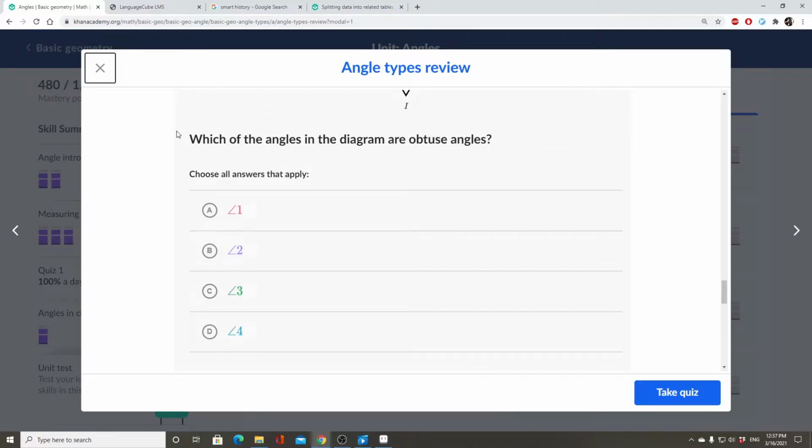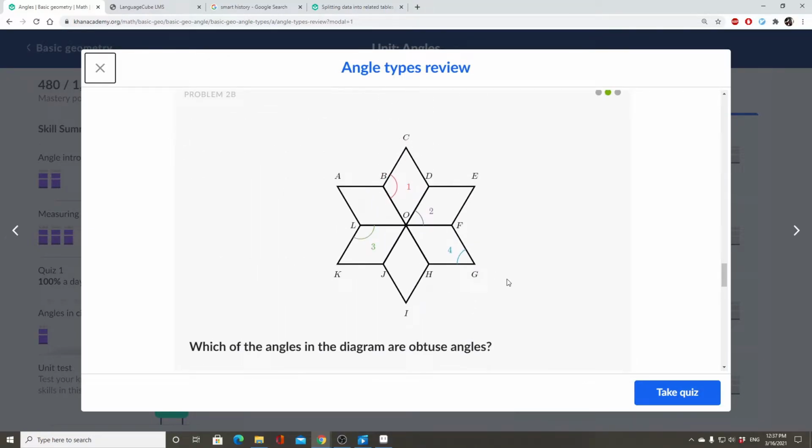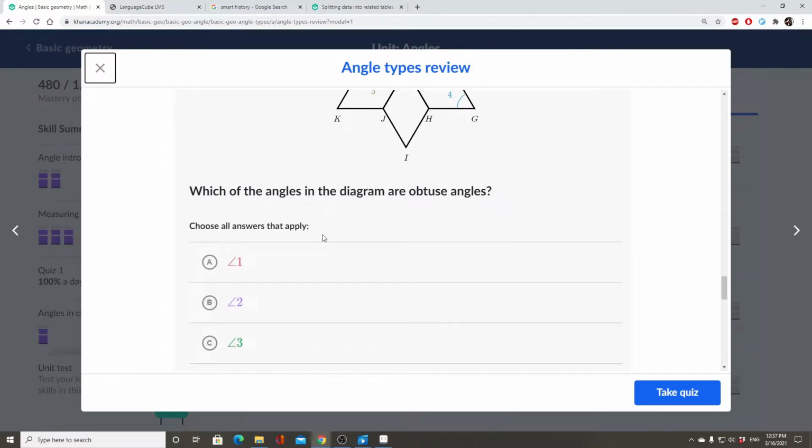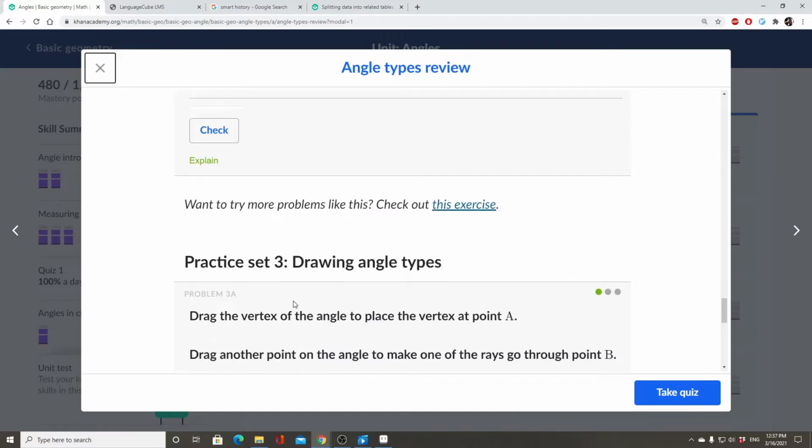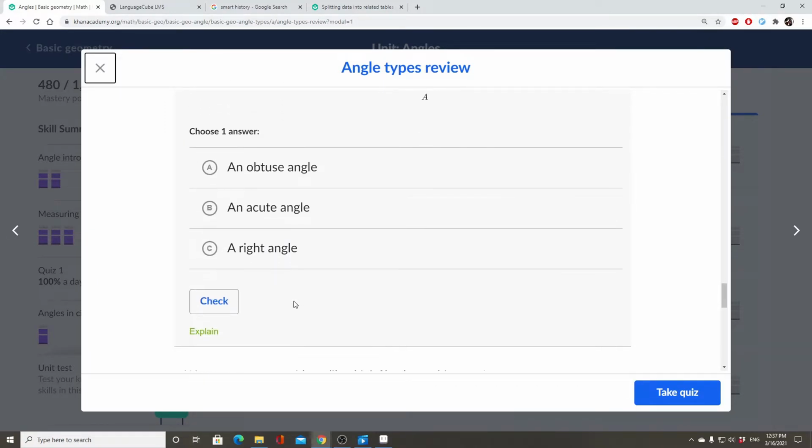Well, that's interesting. What is this? 1, 2, 3. Oh, right, up here. This is the diagram, obviously. Okay, obtuse angles. Well, 3, 1, and then 2 and 4 are acute, so it's 3 and 1. So 1 and 3. That's correct.